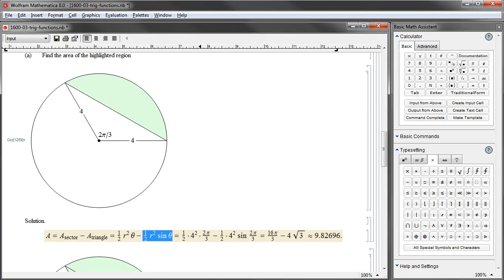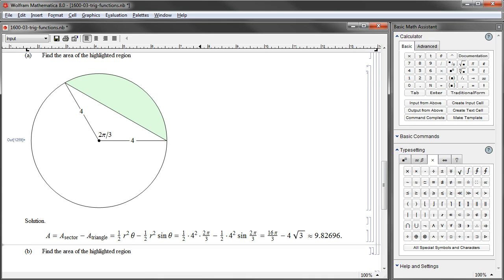Because a and b are equal to r in this case, since we have an isosceles triangle given by the radii. And plugging in all these values, theta is equal to what? 2 pi over 3 in this case, and the radius r is 4. Calculating it out, we get this precise answer, 16 pi over 3 minus 4 square root of 3. Further computation yields this numerical value, which is an approximate value, 9.82 something.